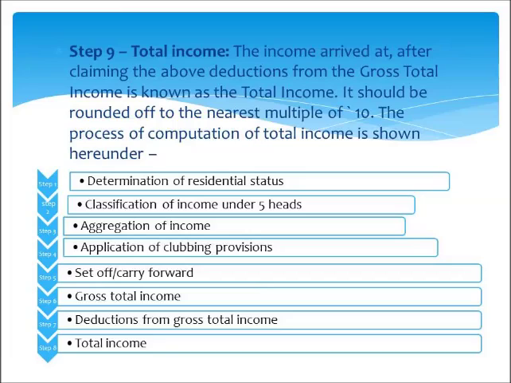Then we applied the set off and carry forward, the income from one head and the loss from another head, or the income from one head and the loss from the same head can be set off, and still there are some losses which cannot be set off against the profits, or there are inadequate profits, that can be carried forward to the next year, and so on. We discussed that provision, and then we arrived at the gross total income after giving effect to all these steps.